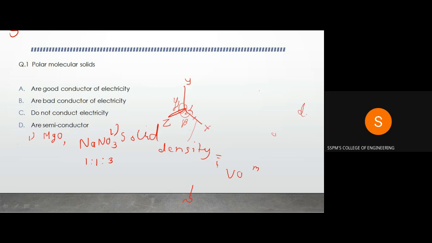Types of cubic unit cell. There are mainly three types of cubic unit cell. First is the simple unit cell, also called the primitive unit cell. Then next is the body centered unit cell.